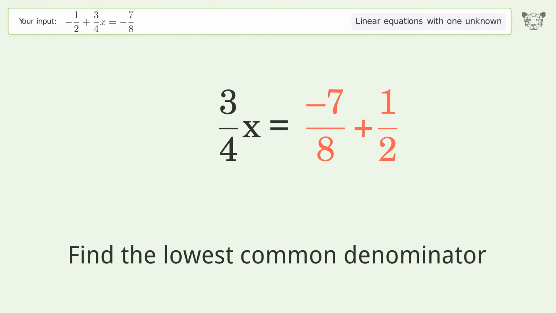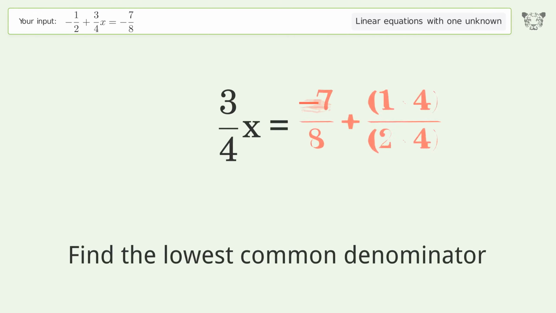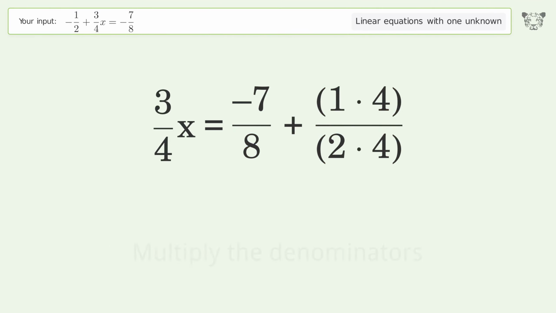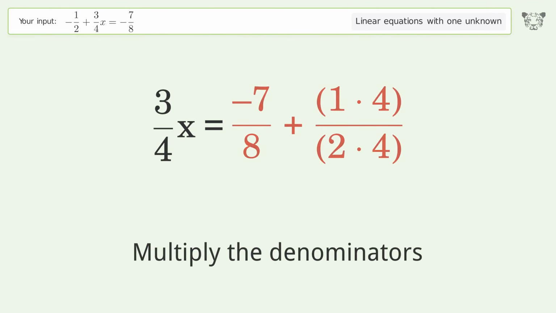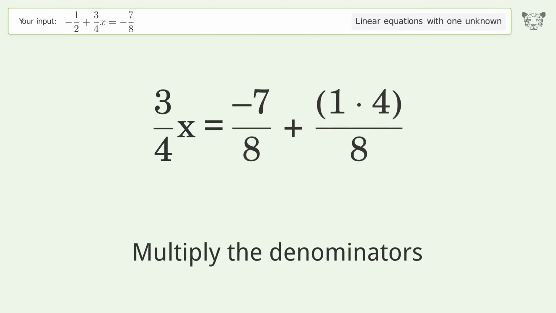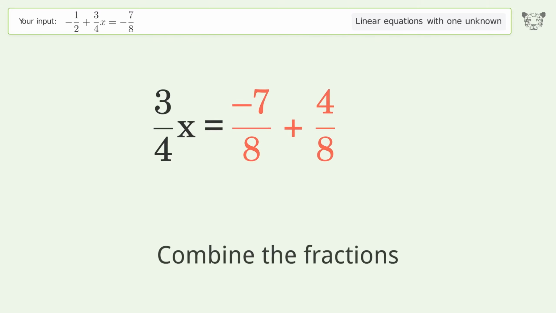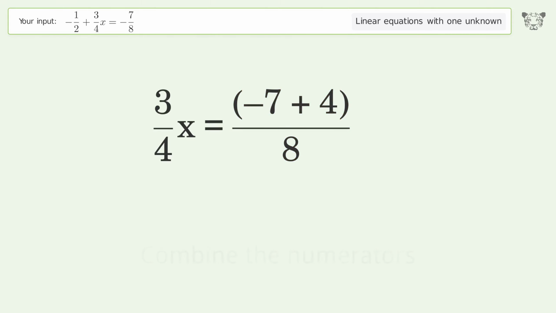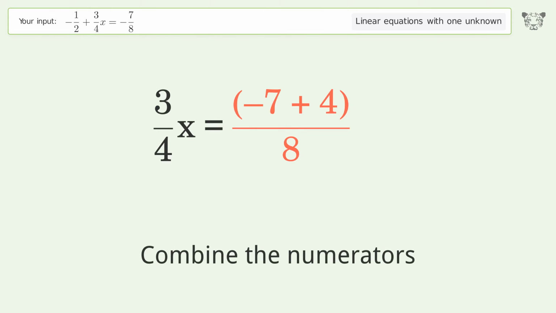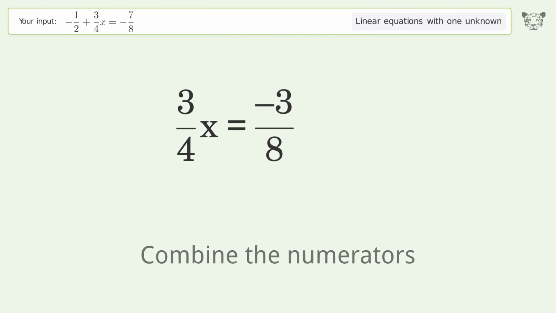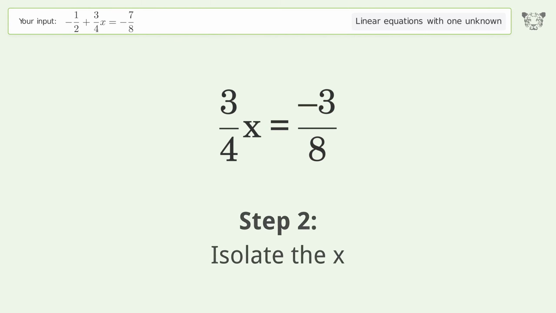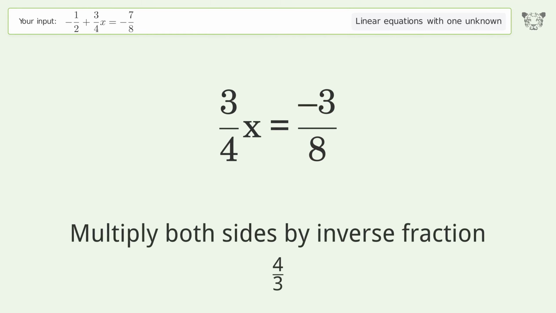Find the lowest common denominator. Multiply the denominators. Multiply the numerators. Combine the fractions. Combine the numerators. Isolate the x. Multiply both sides by inverse fraction 4/3.